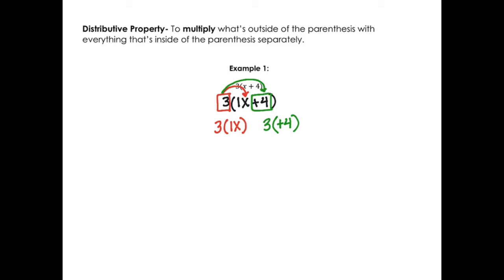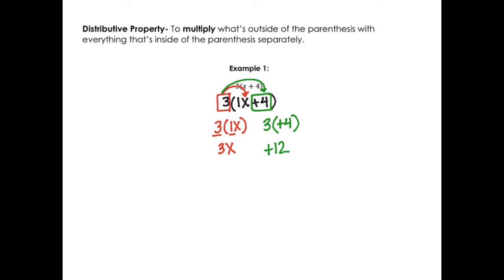So now I'm going to multiply these two pieces separately and see what I get when I do that. So I have 3 times 1x. In order to multiply this, I'm going to multiply the 3 with the 1. So 3 times 1 gives me 3, which means this is 3x. And now when I multiply 3 times positive 4, that's going to give me positive 12.